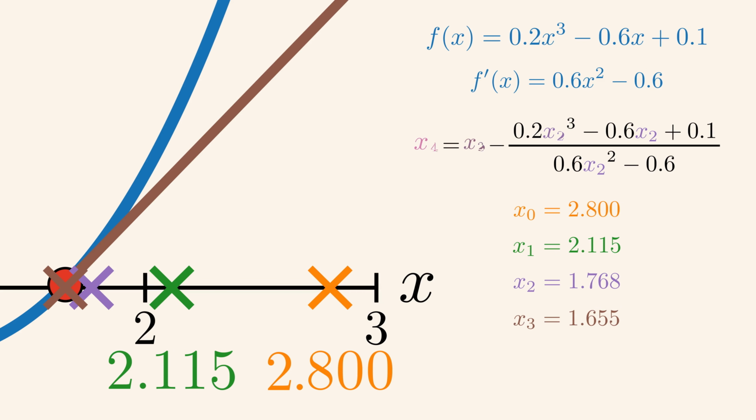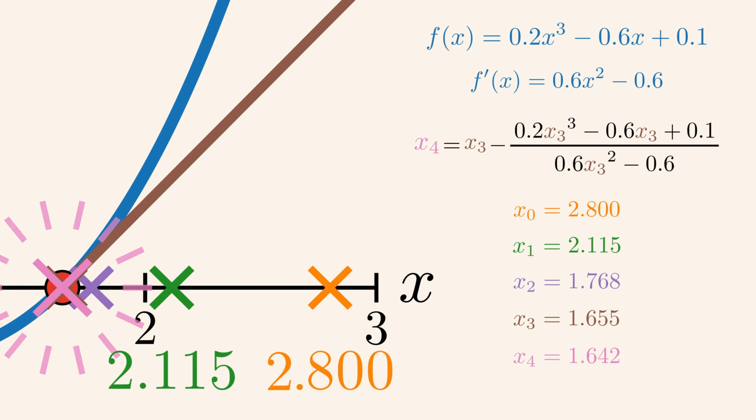So next, we need to find x4 using x3, which gives us x4 of 1.642. Let's mark this point on the graph. Notice that it almost coincides with the previous point. However, we still shouldn't stop, because x3 and x4 are not exactly the same. So let's find x5 using x4.